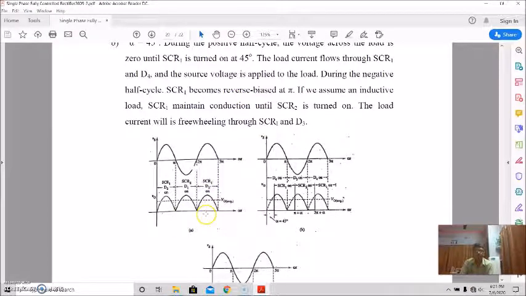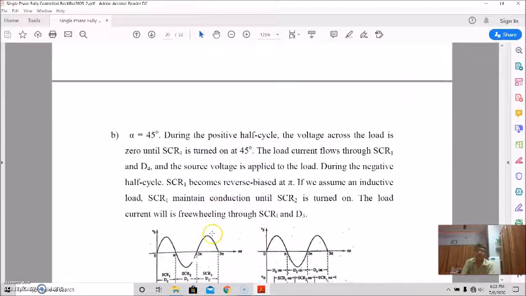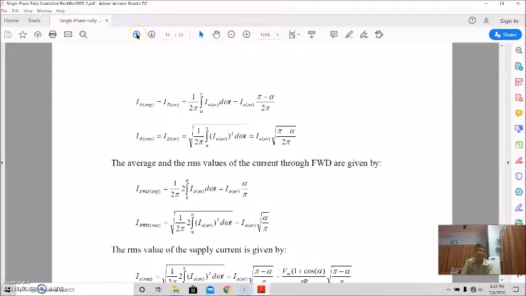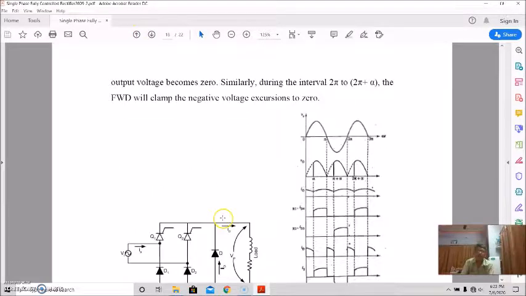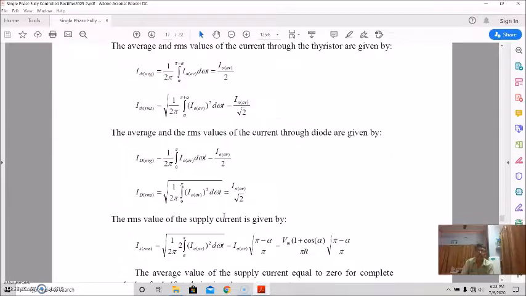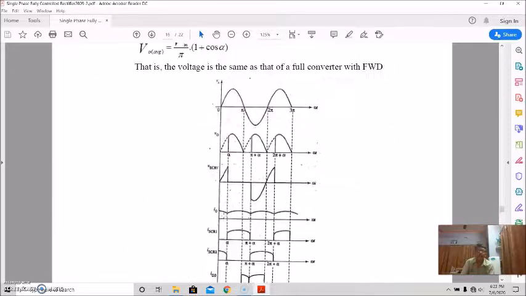Now, I discussed this here also. I told you, this is a freewheeling diode. Come here.